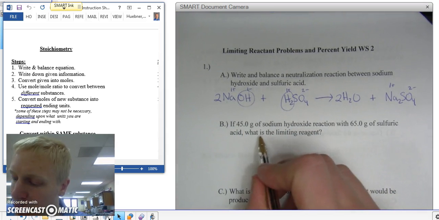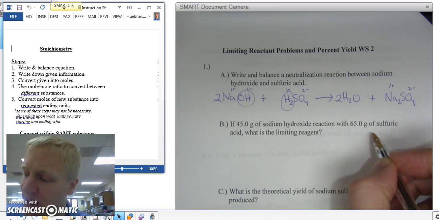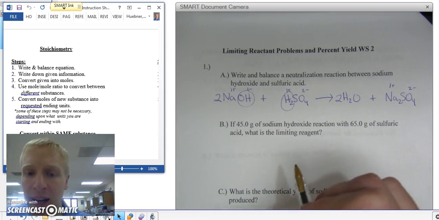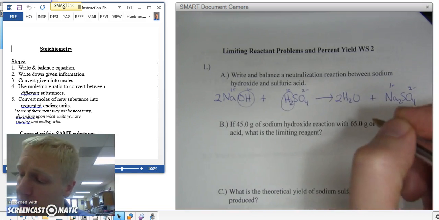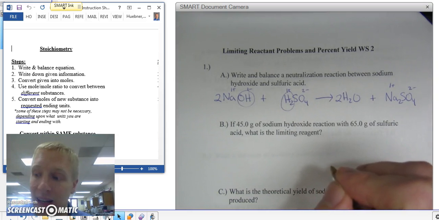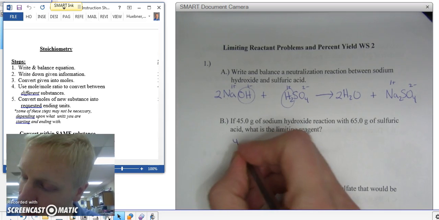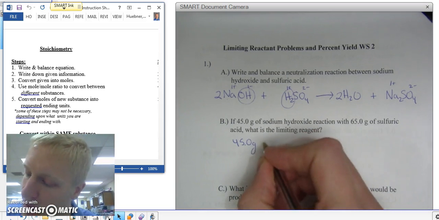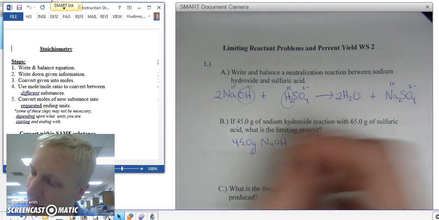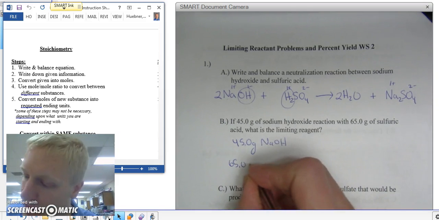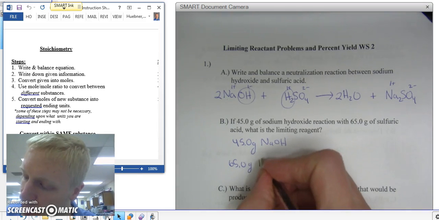Part B: if 45 grams of sodium hydroxide reacts with 65 grams of sulfuric acid, what is the limiting reactant, or reagent? So in this case I have 2 givens. In basic stoichiometry, they just give me 1 given. I convert to moles, do my mole-mole ratio, and get my answer, but this is a little more challenging. They have 2 givens. So I'm just going to do the same thing, but I'm going to have 2 separate problems. 45.0 grams of NaOH, and I've got 65.0 grams of H2SO4.